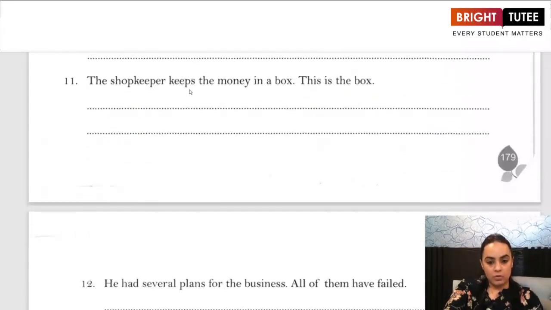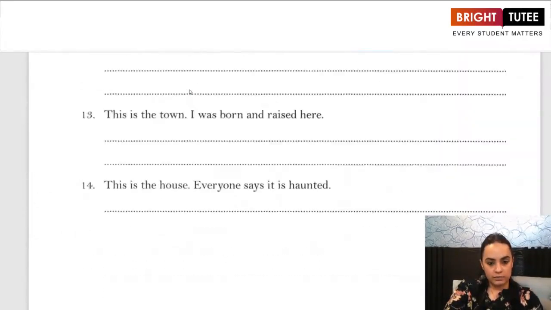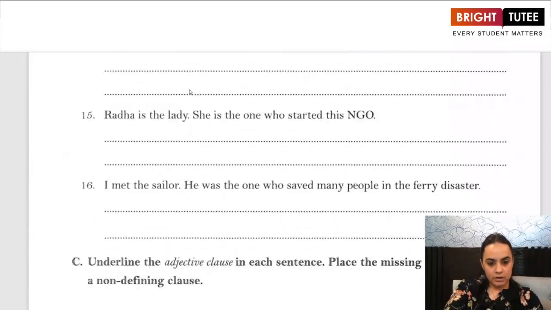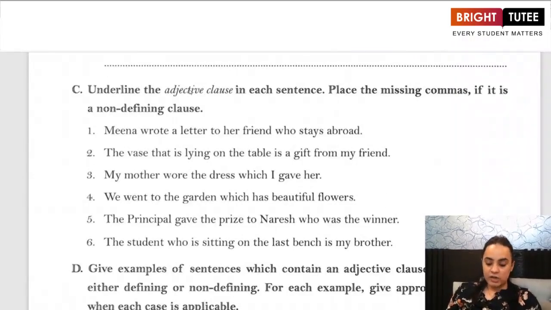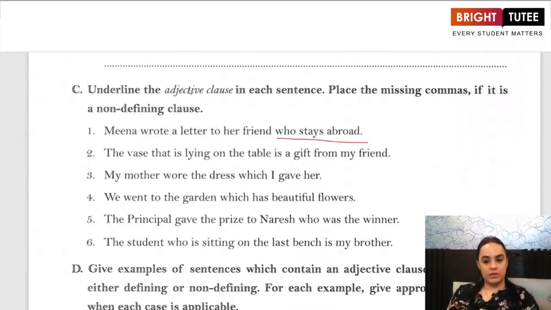Alright? Now we have, let me see, yes. So the next question is, underline the adjective clause in each sentence and place the missing commas if it is a non-defining clause. So if the clause is non-defining in nature, you have to put a comma. So adjective clause: Meena wrote a letter to her friend who stays abroad.